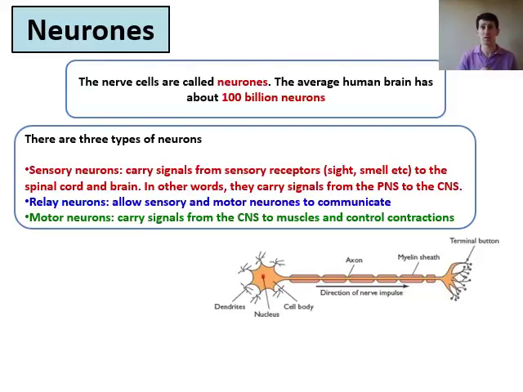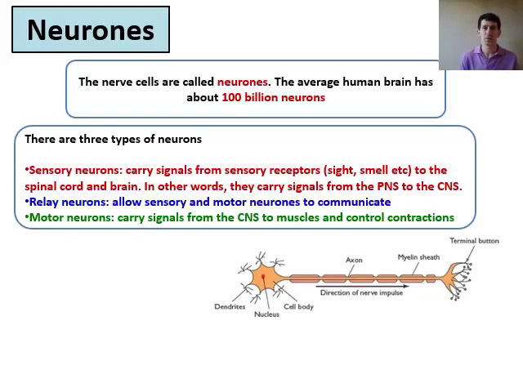The next neuron that we need to know about is relay neurons. And relay neurons will be allowing the two neurons, sensory and motor neurons, to communicate. And I'll show you a picture in the next slide of what a relay neuron does. But it's basically there to help sensory and motor neurons communicate. And motor neurons are the final part of the sequence. Okay, motor neurons carry the signal from the central nervous system to our muscles and make us move.